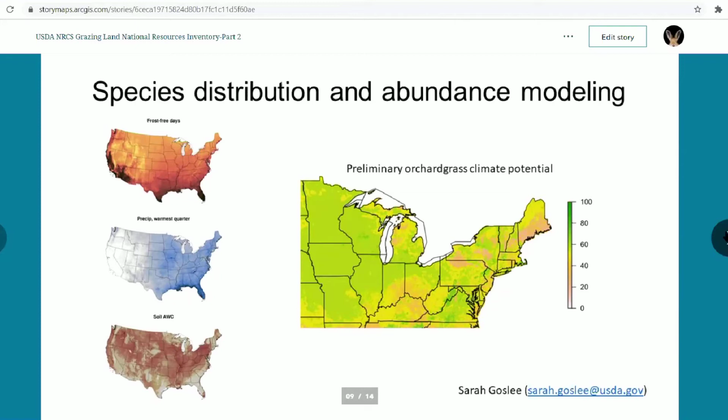Sarah Gossley at the Pasture Systems and Watershed Management Research Lab in University Park, Pennsylvania, who is working on a species distribution and abundance modeling project that will use NRI as training data and machine learning models of potential species abundance. The model predicts potential plant abundance on a site type, uses machine learning models that use climate, soil, topography, and different variables that affect plant available factors such as soil moisture, and can be incorporated into ESD development and decision support tools.